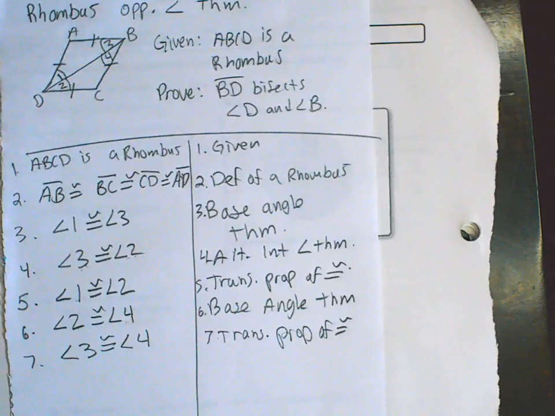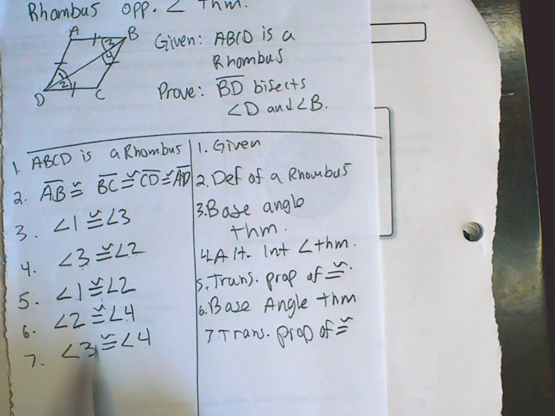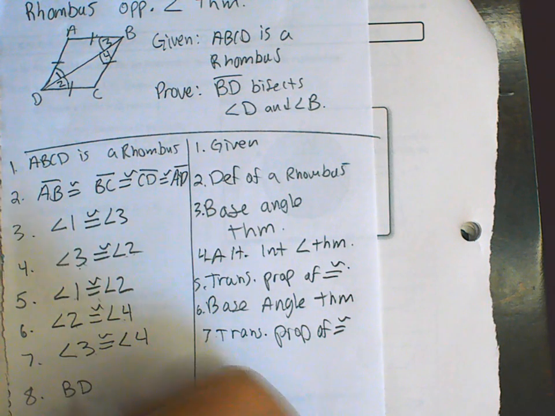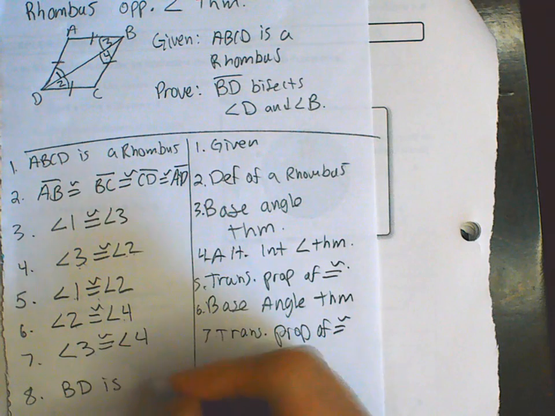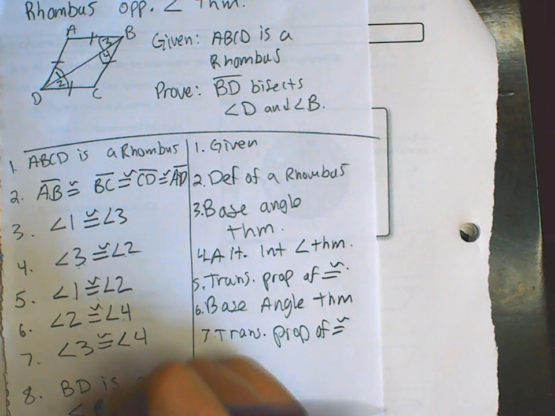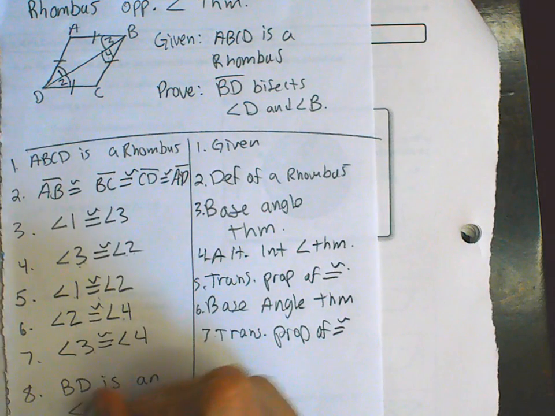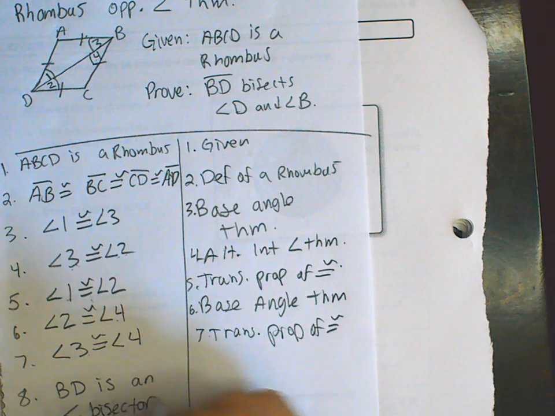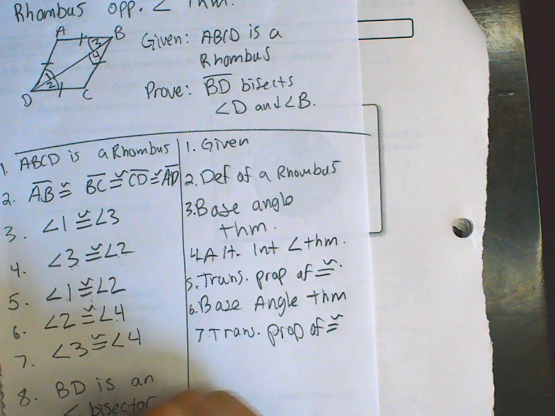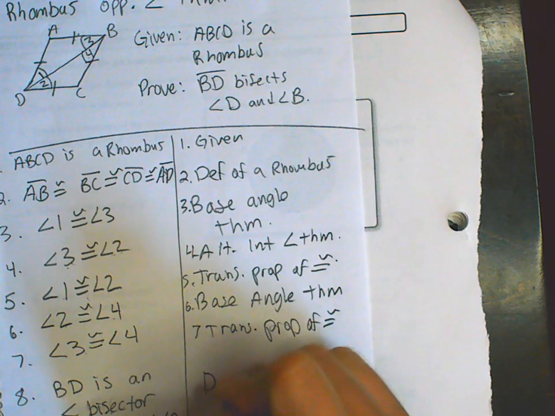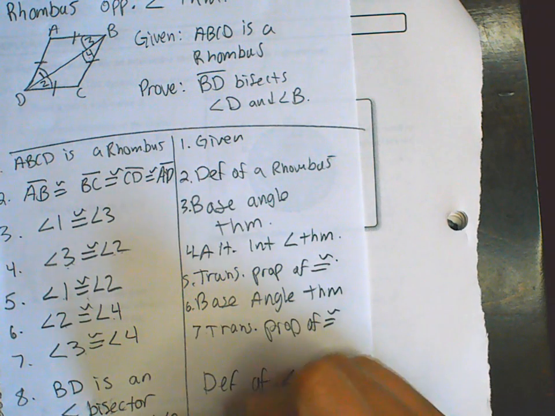All right, so now that we have angles 1 and 2 and 3 and 4 congruent, now I can actually state that BD is the bisector. Okay, so BD is an angle bisector of angle D and angle B. Definition of an angle bisector.